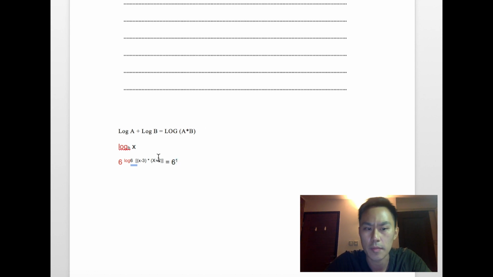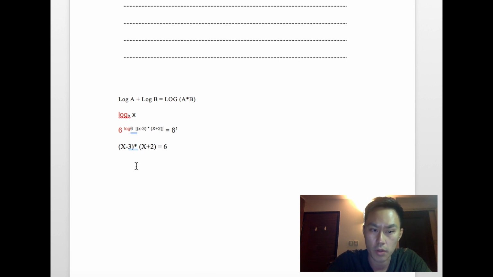I'm not going to explain the details of the concept behind this because I have a full lesson on logs, otherwise it would take too much time. Whenever you do these steps, you can just cancel out the 6 and the log 6. So what's left is just x minus 3 times x plus 2 equals 6. Does that make sense to you? Then you just multiply all this and expand the bracket and try to solve the equation. I'll do it step by step for you guys.